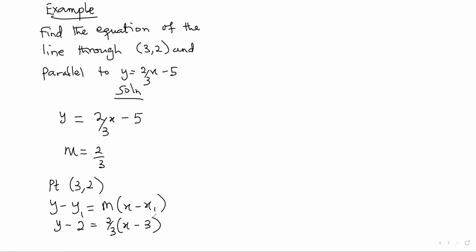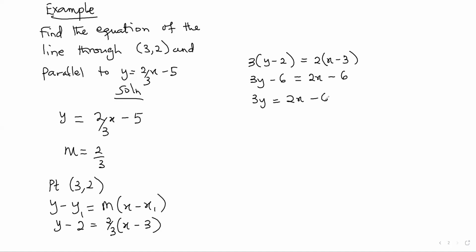So we expand. The 3 will multiply everything. So we have 3 into bracket y minus 2 equal to 2 into bracket x minus 3. So we expand. We have 3y minus 6 equal to 2x minus 6. And so we group like terms, and so we have minus 6 plus 6, which we all know is 0. And so we can say 2x minus 3y equal to 0 is the equation.